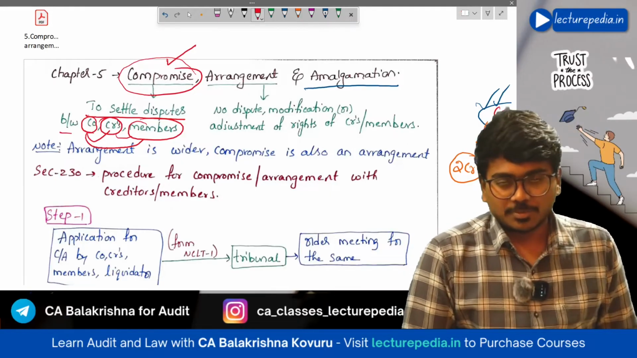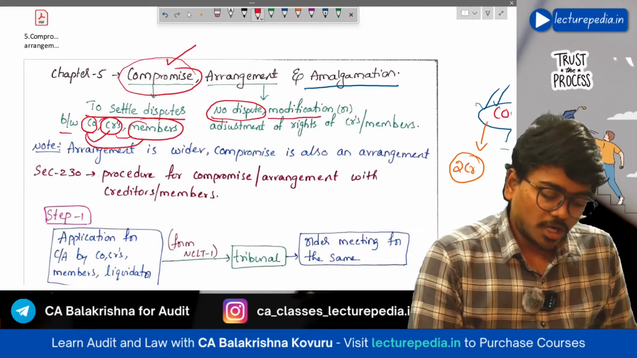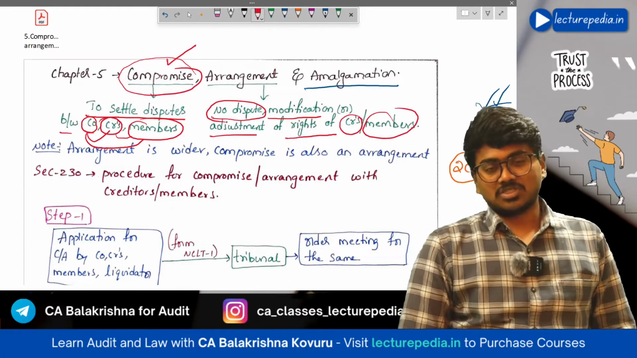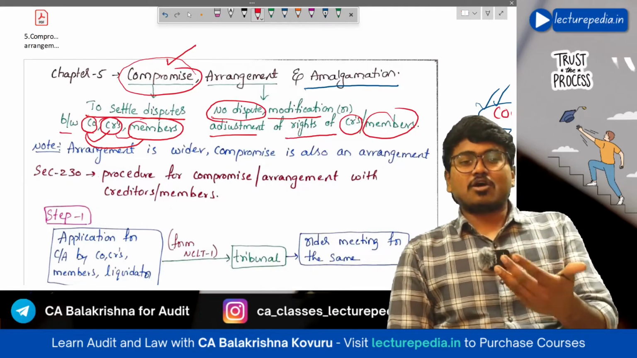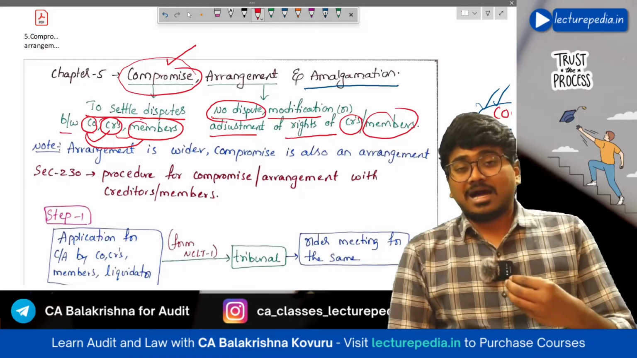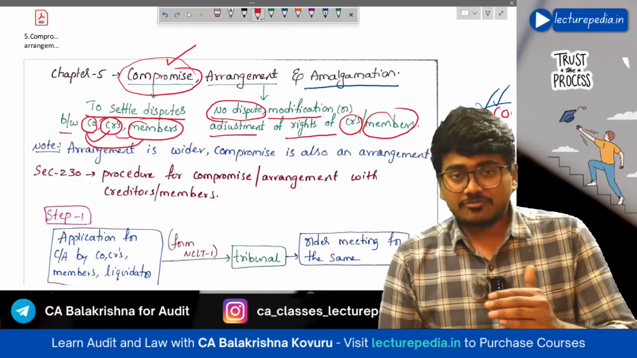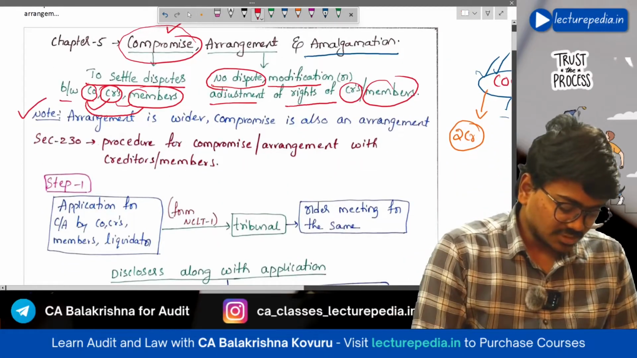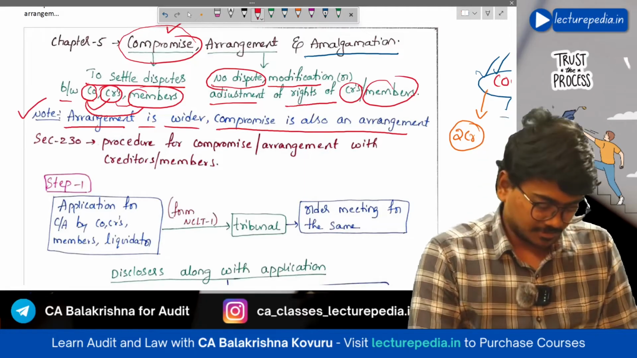Next, arrangement. In case of arrangement, there will not be any dispute. Arrangement involves modification or adjustment of rights of creditors or members. Okay, there will not be any dispute, but it involves certain changes, certain modifications, certain alteration of rights and obligations of creditors or members. And arrangement is a broader term. Compromise is one type of arrangement where dispute will be involved. Hope that is clear. See, note, arrangement is wider term. Compromise is also a type of arrangement.